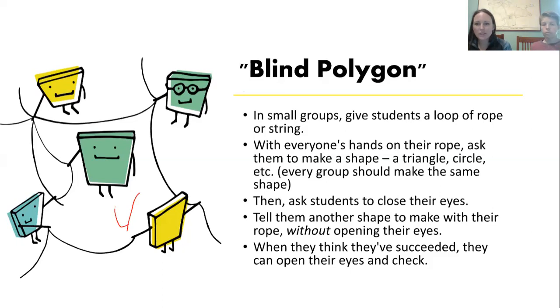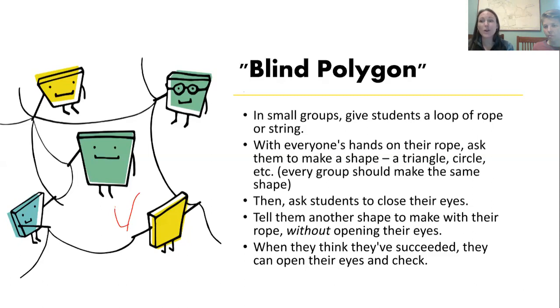Once they're kind of successful and they get a handle of that, now you're going to ask them to close their eyes. With their eyes closed now, they're going to try to make a shape with their team, with their hands on that rope. Once they think they succeeded, they can open their eyes and check. So you can probably imagine what might happen in an instance like this, right? First of all, I imagine the noise level in your classroom is going to rise pretty quickly. When people feel like they're not being heard, they just talk louder, right? We all do that.